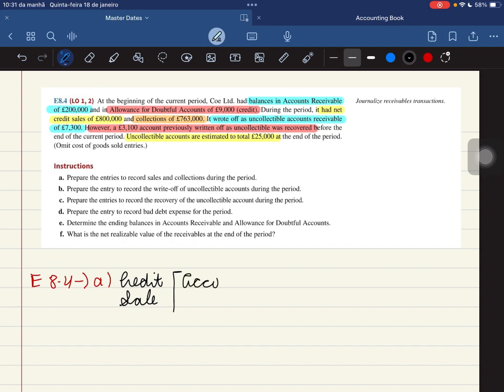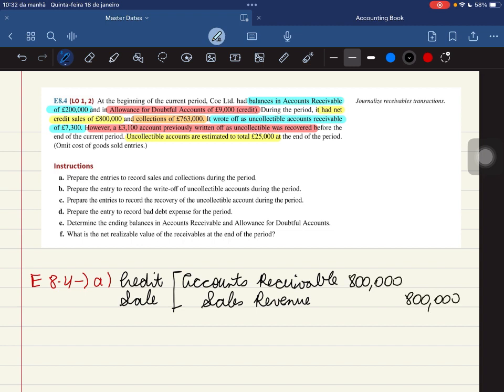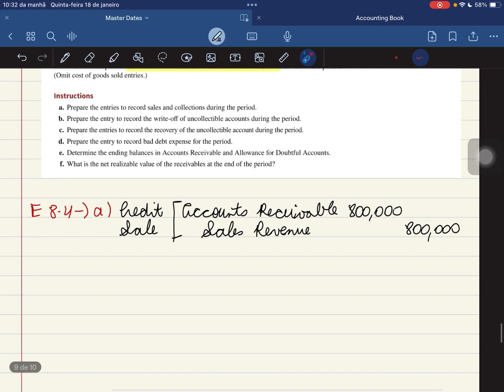That means that we're going to have accounts receivable and sales revenue because I got this money because of a sale that I made, right? Because of a service that I performed. So this is going to be 800,000 and this is going to be 800,000 as well because this was a credit sale. That means that I didn't get any money. I just made that sale on account. So this is my credit sale.